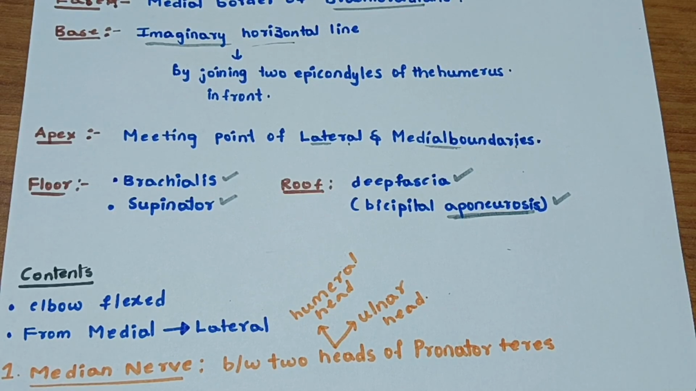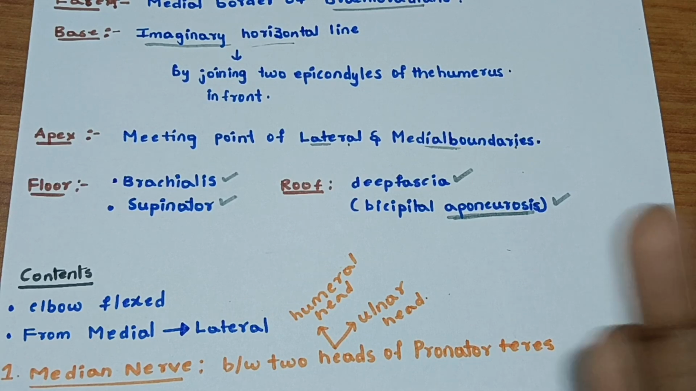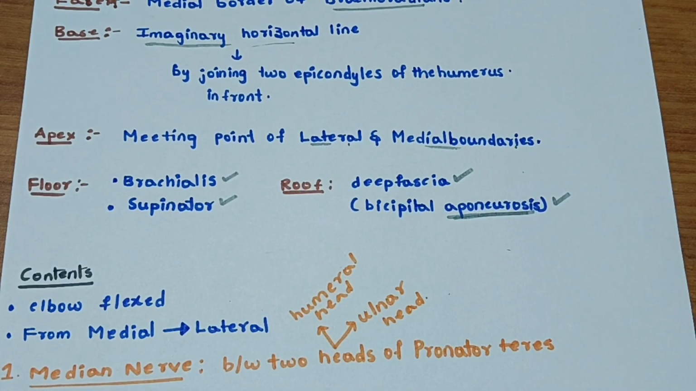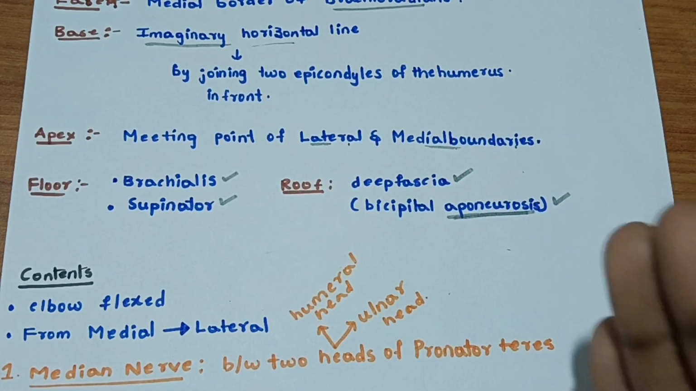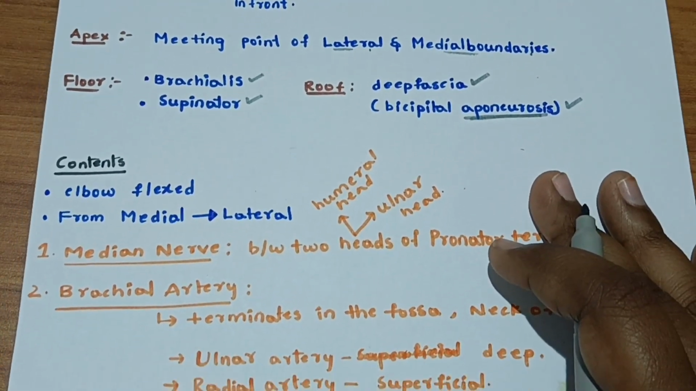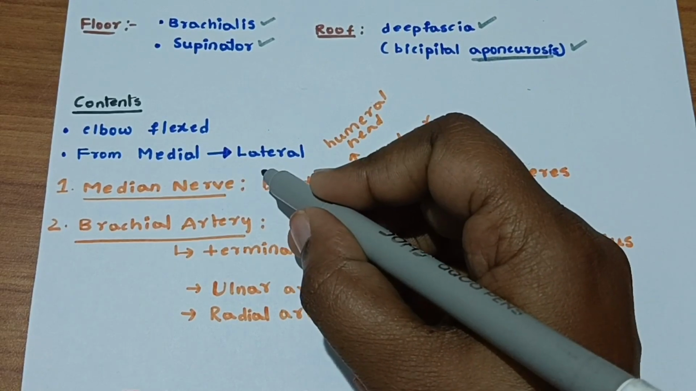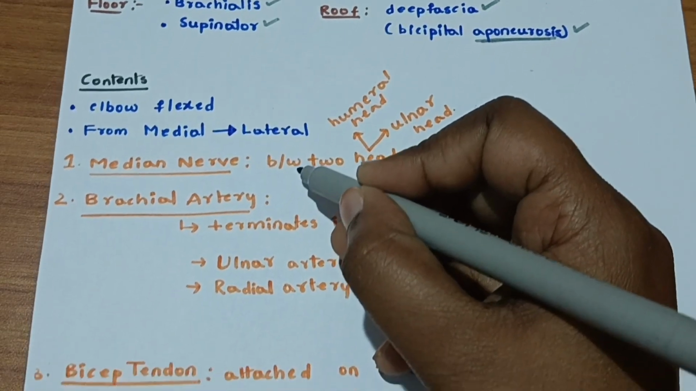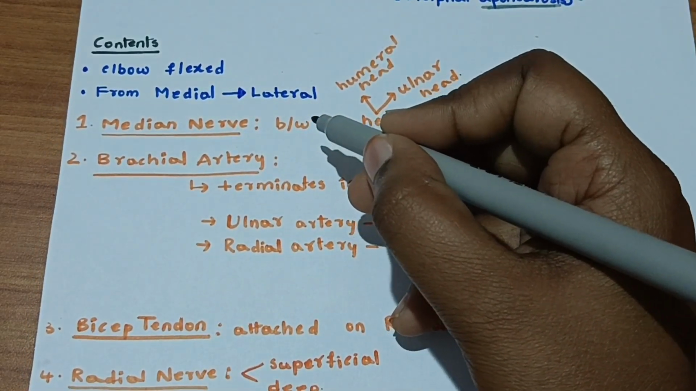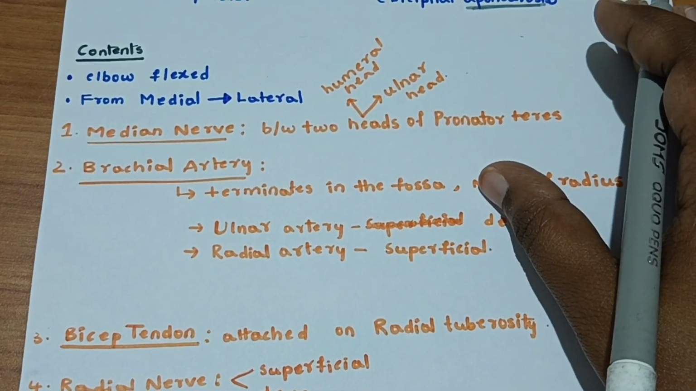So, what are the contents of the cubital fossa? There are four main contents. You can see them from lateral to medial or medial to lateral, in sequence. From medial to lateral, we have four main components: median nerve, brachial artery, biceps tendon, and radial nerve. These four are the main contents of the cubital fossa.